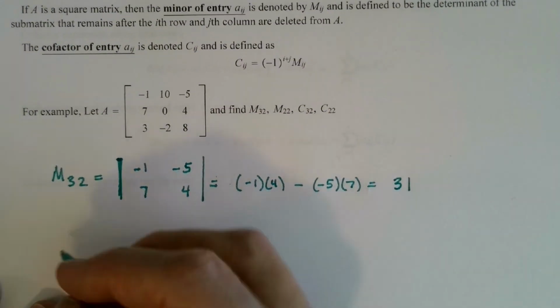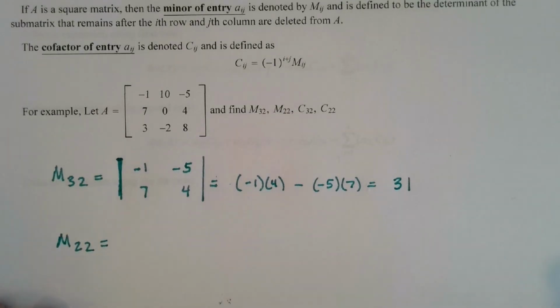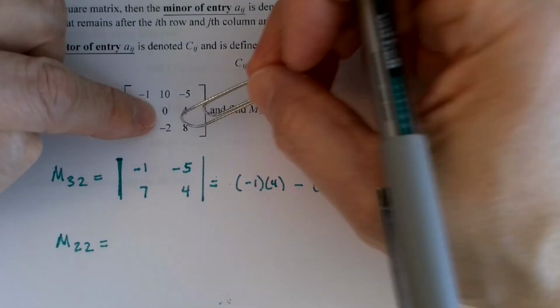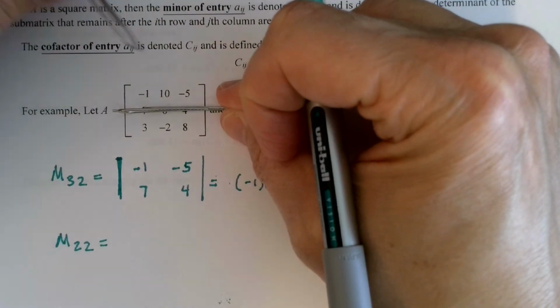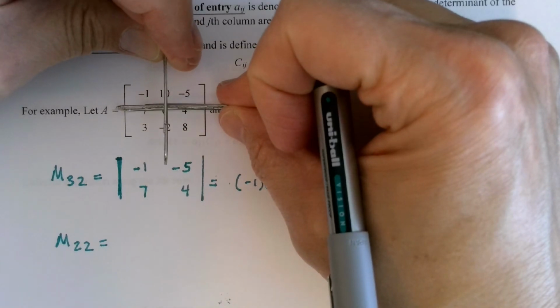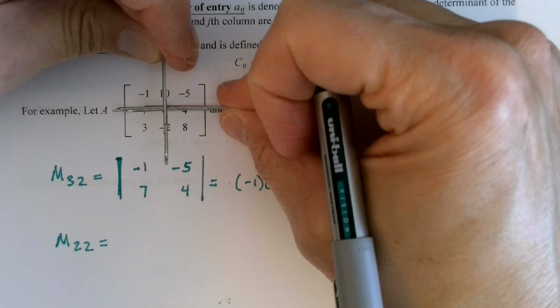Okay. Let's take a look at M22. M22 sounds like I'm a ballerina or something. Okay. Second row, second column is the 0. So I'm going to remove the row it's in and the column it's in. See if we can do this. And you see the numbers left are the numbers in the four corners, so to speak. We're going to collapse those down, and that will form the submatrix that we're going to find the determinant of.